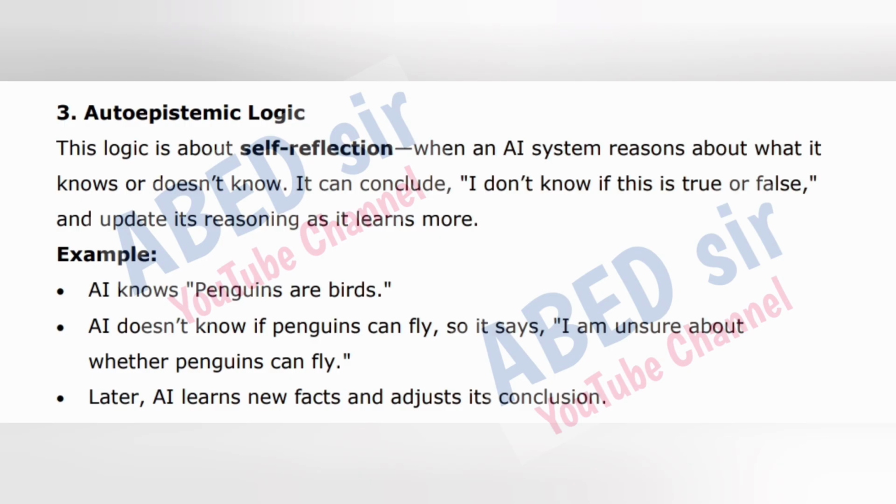3. Autoepistemic logic. This logic is about self-reflection. When an AI system reasons about what it knows or doesn't know, it can conclude, I don't know if this is true or false, and update its reasoning as it learns more. Example: AI knows penguins are birds. AI doesn't know if penguins can fly, so it says, I am unsure about whether penguins can fly. Later, AI learns new facts and adjusts its conclusion.